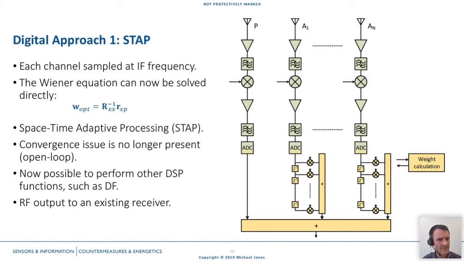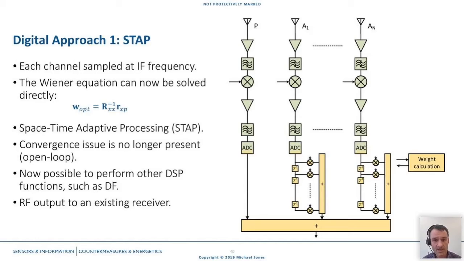And that little equation on the left-hand side there, the optimum weights, is called the Wiener-Hopf equation, which is a textbook equation in adaptive signal processing. What that's telling you is the optimum weights that you need to apply in your filters to give you minimum jammer power coming out at the bottom.